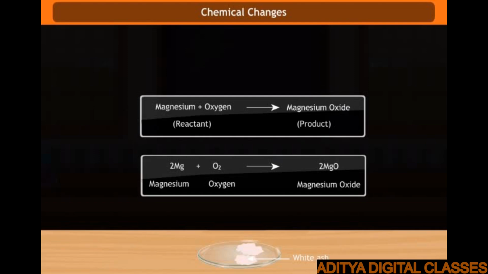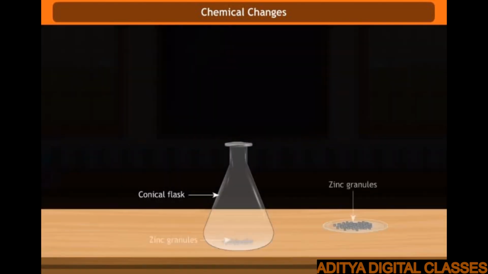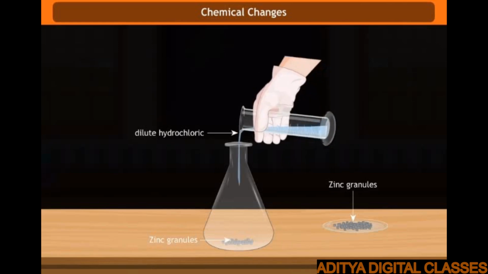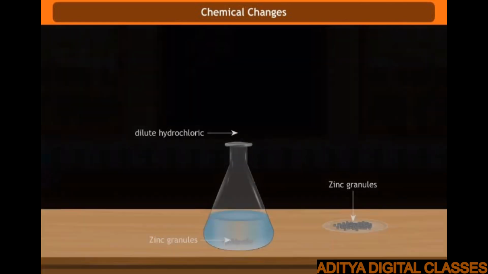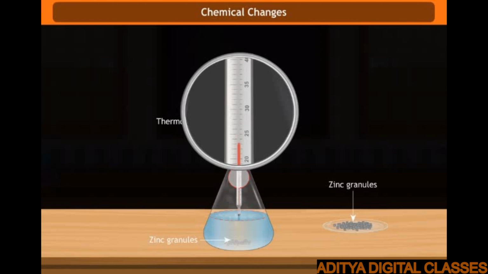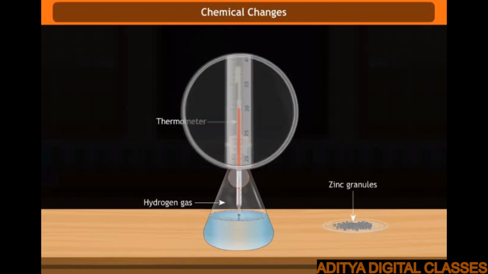Let us perform another activity. Take a few zinc granules in a conical flask. Insert the thermometer and note its reading. Add dilute hydrochloric acid to it. Insert the thermometer and note its reading. Do you observe something happening around the zinc granules? Yes, you observe that gases evolved around the zinc granules and raises the temperature. This shows the formation of gas during the chemical reaction and also shows the exothermic reaction.